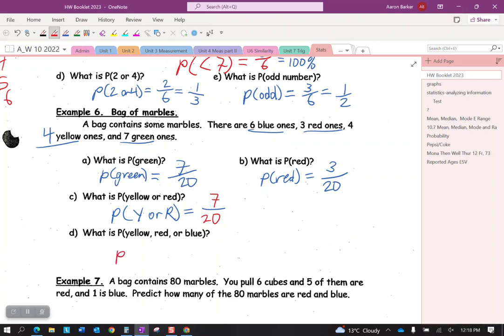Here's a tricky one. Probability of a yellow, red, blue. Peyton says 13 over 20. Is she correct? So add them up. 3 plus 4 plus 7. 14. That's okay. 14 over 20.